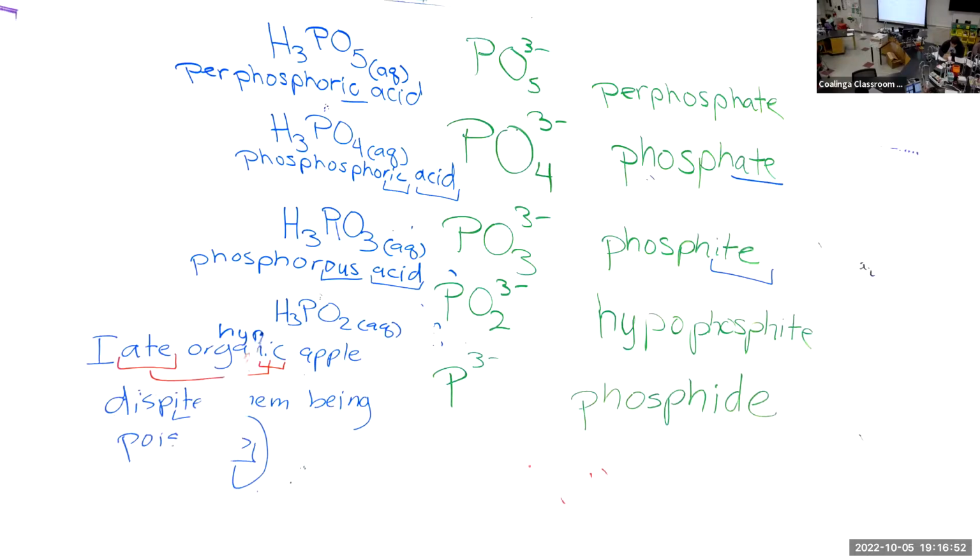For ITE, this is what the ITE ion looks like, right? This would be that ITE ion with that hydrogen. So then we're going to replace it with OUS. So it will be hypophosphorus acid.